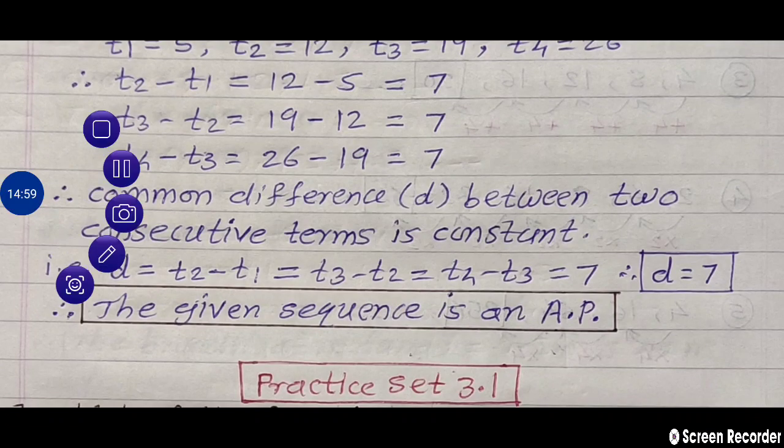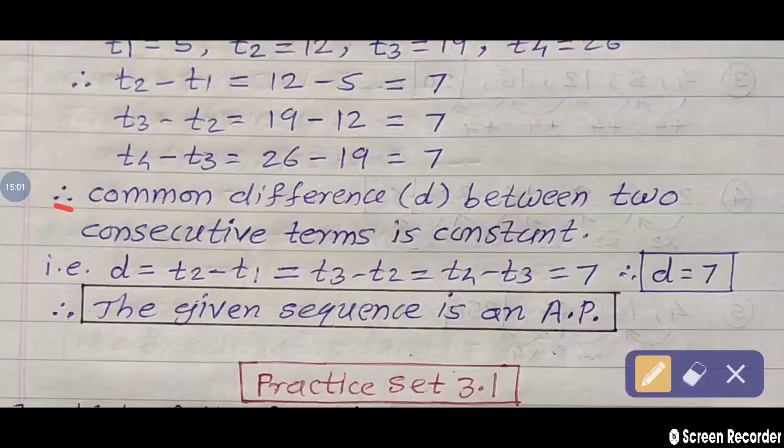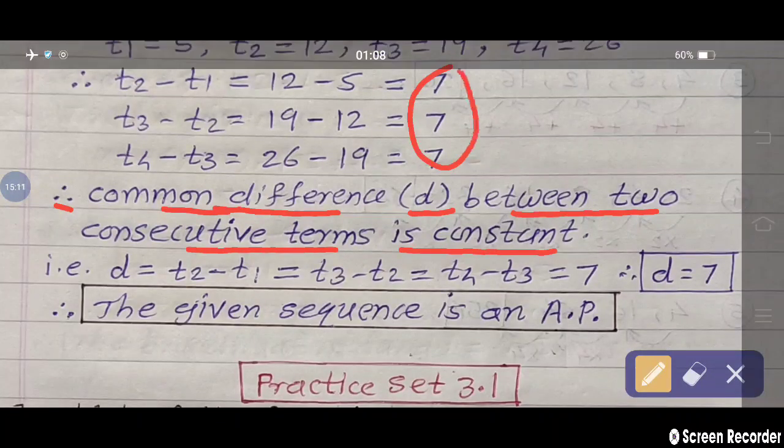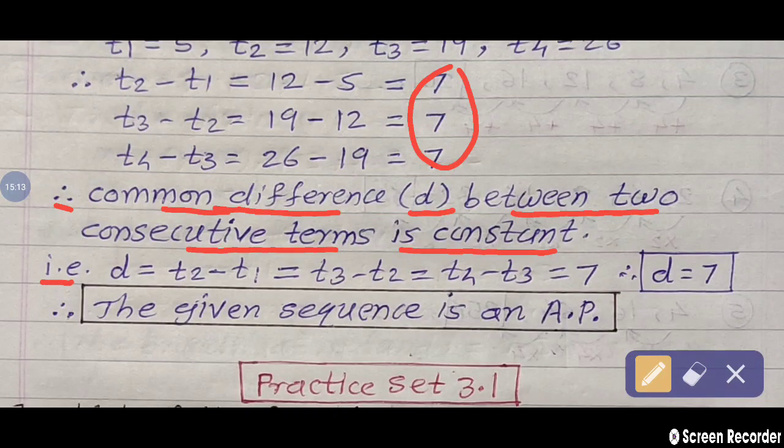Therefore, the common difference is indicated as a letter D. Common difference D between two consecutive terms is a constant. What is that constant? Here we are getting the 7, and therefore at the last, D is equal to, what is that D?